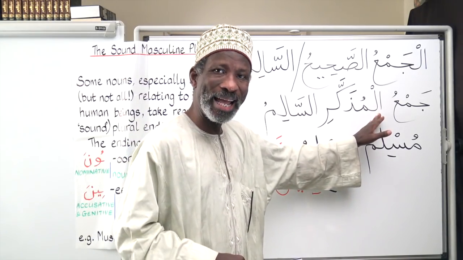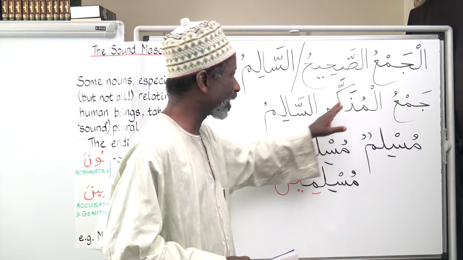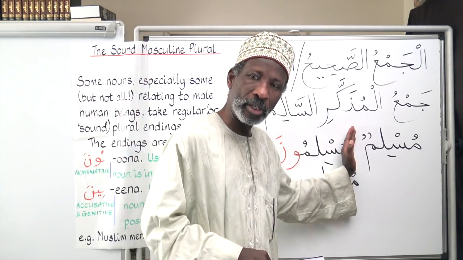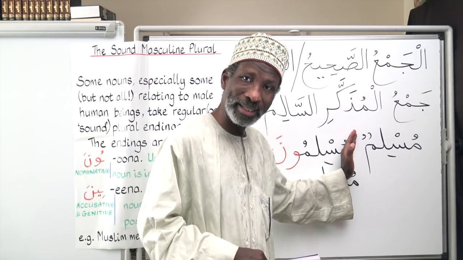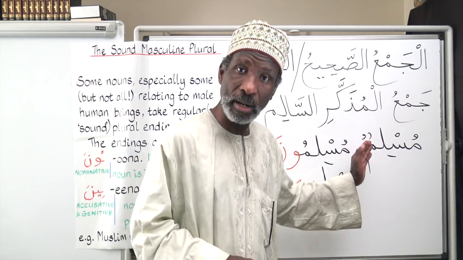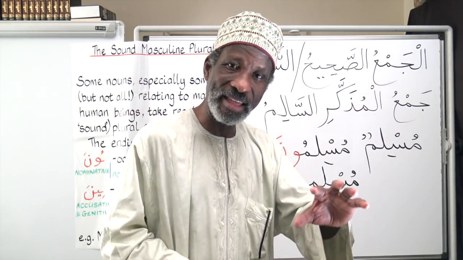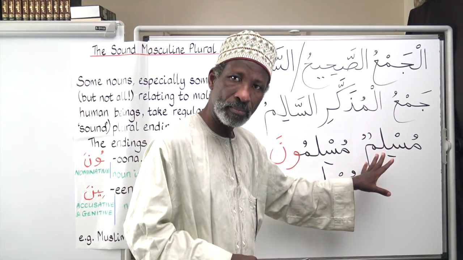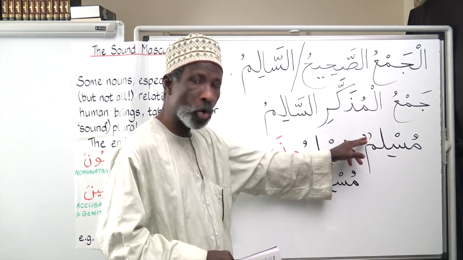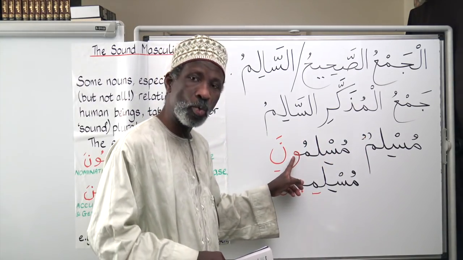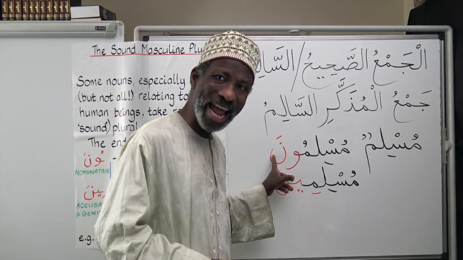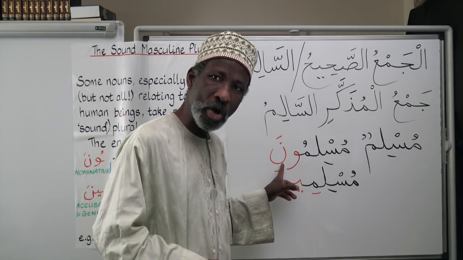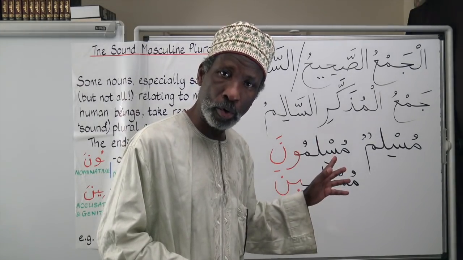It's called jamu' al-mudhakkar salim. For instance, you take the singular word muslimun, a Muslim, and convert it to the sound masculine plural, or regular plural, if you like. The ending will be una in the nominative. So you leave all the letters in the singular as they are, and at the end you reduce the single u, extend it with a lengthening waw, and add na: muslimuna. So when you see the una ending, you will know that it is sound masculine plural.